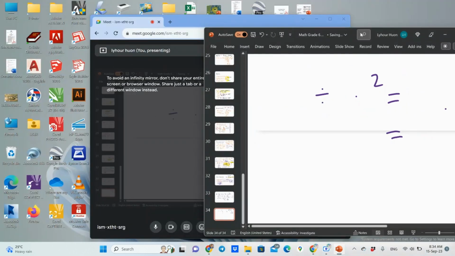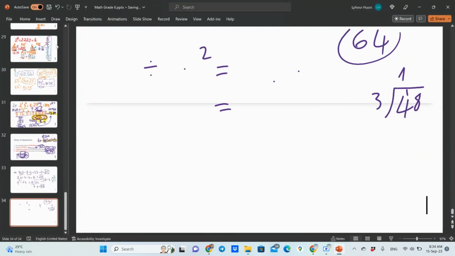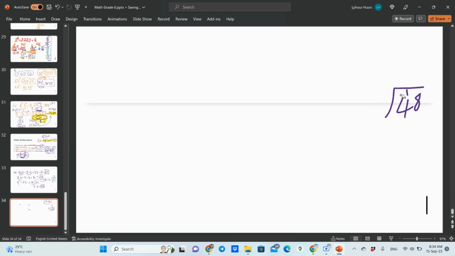Oh, wait. I feel like I'm struggling with erasing. Why? Okay.